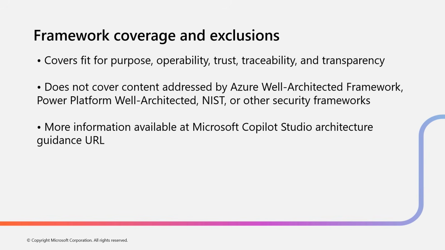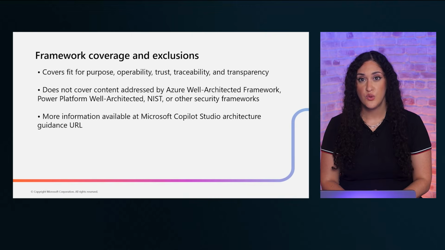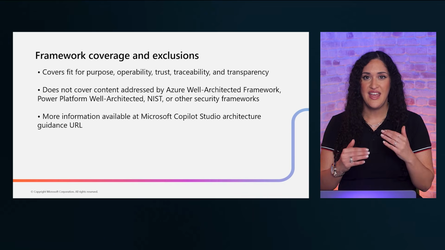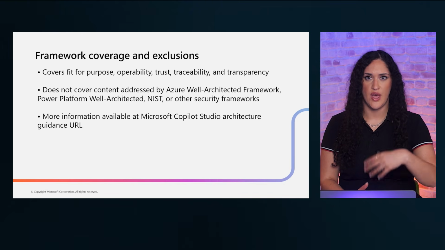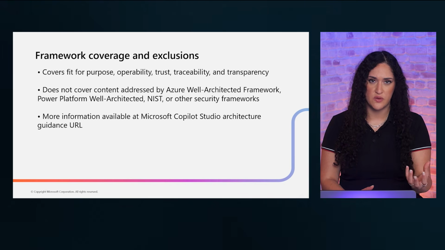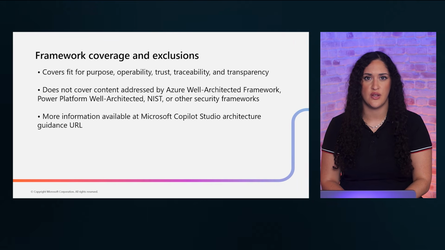Let us be clear about scope. This framework covers fit-for-purpose operability, trust, traceability, and transparency, which are the essentials for enterprise agent solutions. It does not replace the Azure Well-Architected Framework, the Power Platform Well-Architected, or NIST security frameworks. Those still apply. Layer these frameworks together. Use agent architecture guidance for agent-specific concerns on top of your existing security and infrastructure frameworks. This gives you comprehensive coverage without gaps.